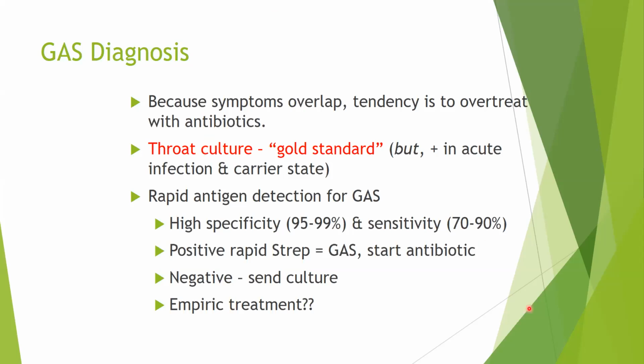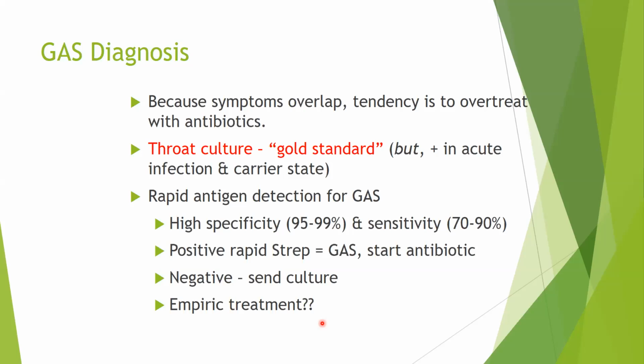So rapid antigen testing is also available for beta strep group A only. If it's positive, you can start antibiotics. If it's negative, then you can send a culture. Sometimes empiric treatment may be warranted. So if I have a patient that comes in with anterior cervical lymphadenopathy, no other symptoms, this terribly bad looking throat, and a muffled voice, I'm just going to prophylactically treat them.